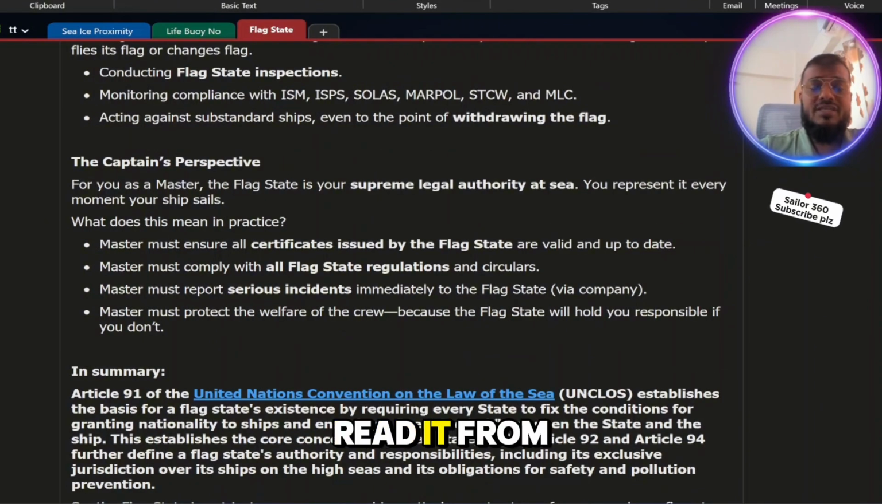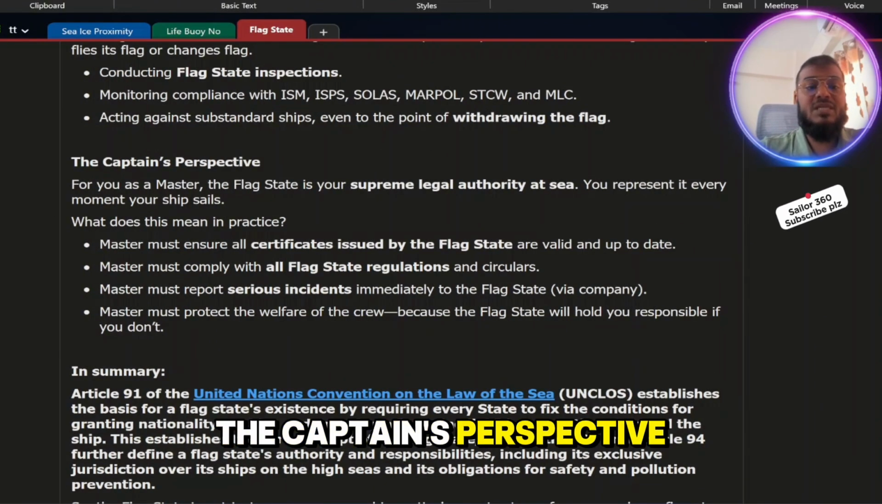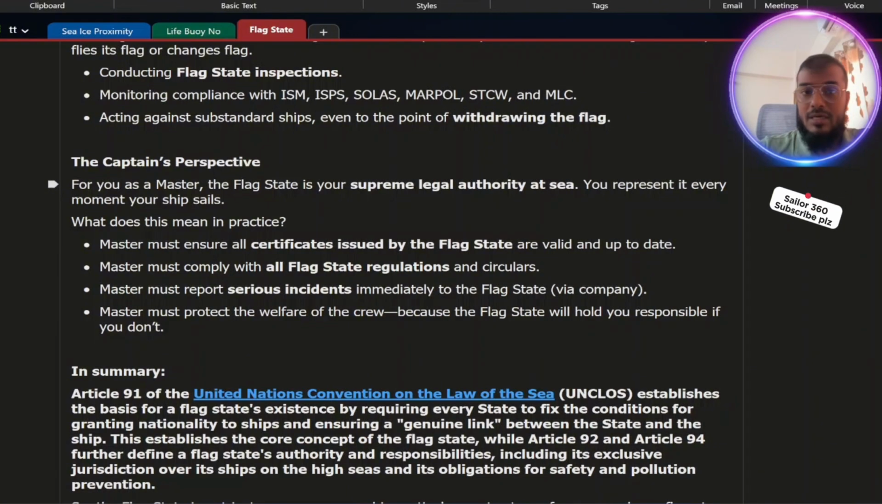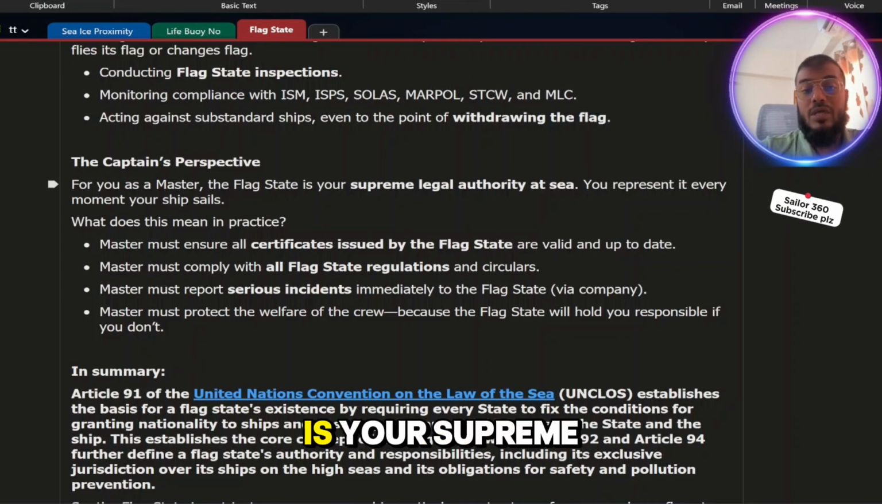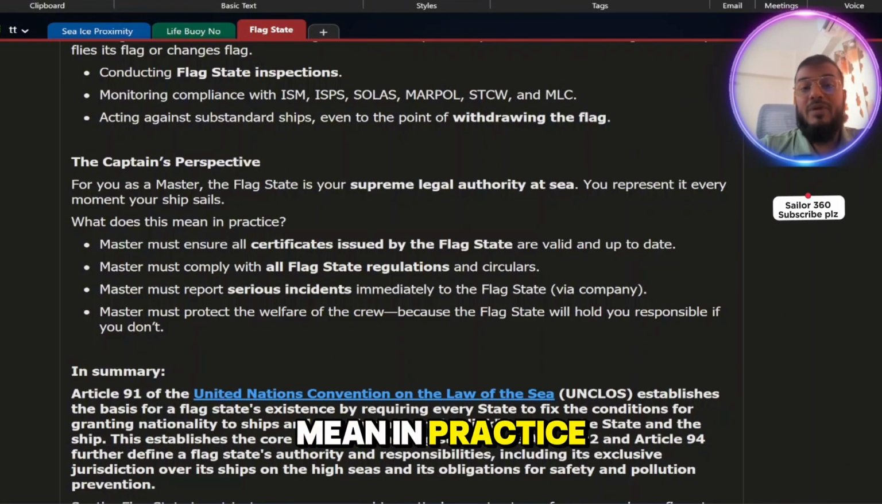So if we read it from the captain's perspective, then we have to concentrate on some points. For you as a master, the flag state is your supreme legal authority at sea. You represent it every moment your ship sails. What does this mean in practice?